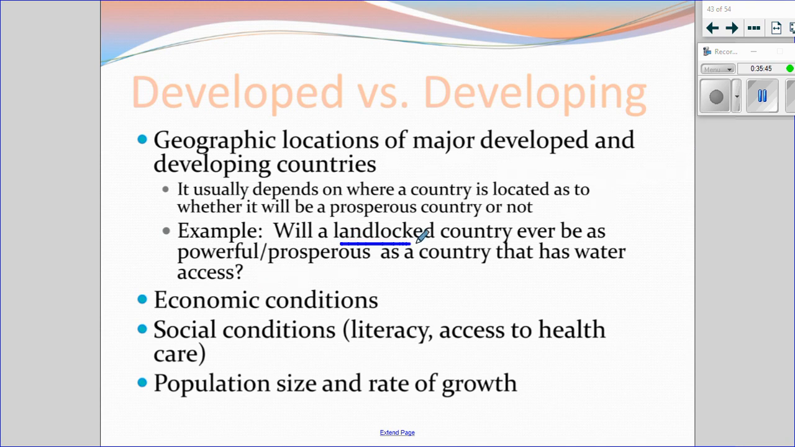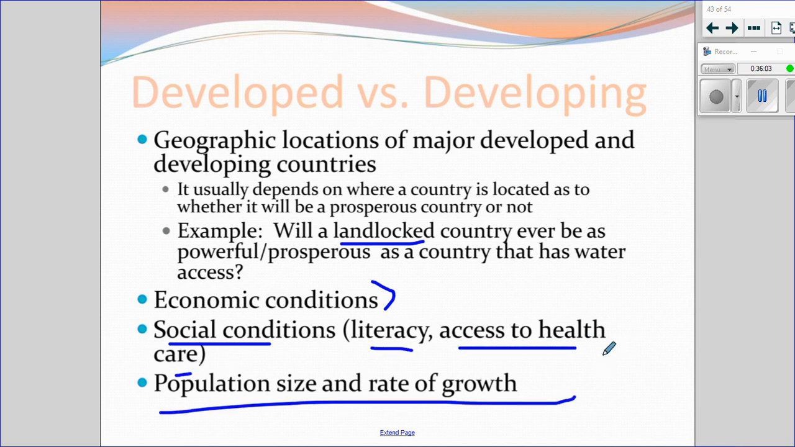If you're landlocked, you don't have access to ports, you're not as likely to be as prosperous. Water access is important. Economic conditions are important. Social conditions such as literacy, who can read, and access to quality healthcare are important. And population size and rate of growth are important. What you'll find is that developed nations have reached a slower rate of growth than developing nations. Developing nations tend to have rapid population growth.